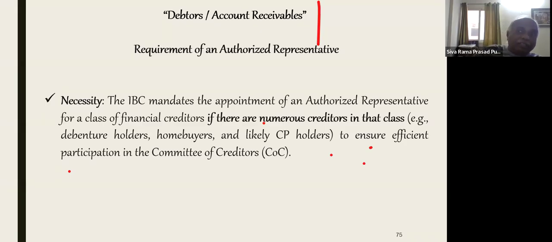So here his role is also there. The authorized representative is very much required for commercial papers also, not only for bonds, not only for debentures, not only for fixed deposit, not only for home buyers, for commercial papers also. Today, commercial paper is a big business. And the Reserve Bank of India guidelines are there on how to issue commercial paper. Companies are directly attracting working capital funds from commercial paper.